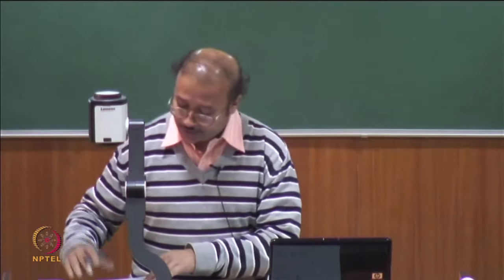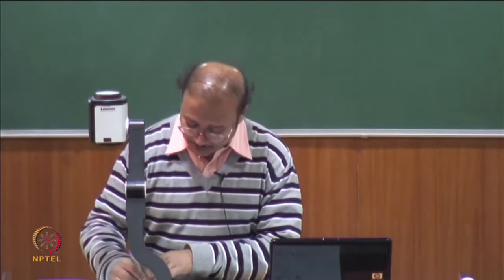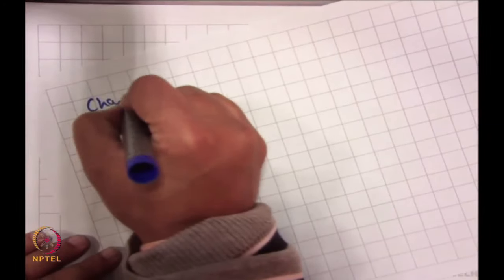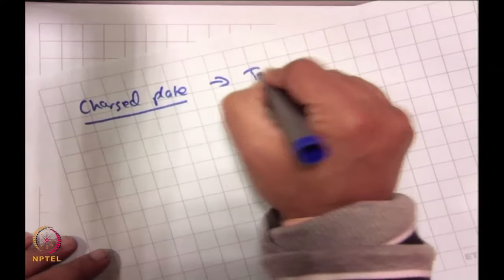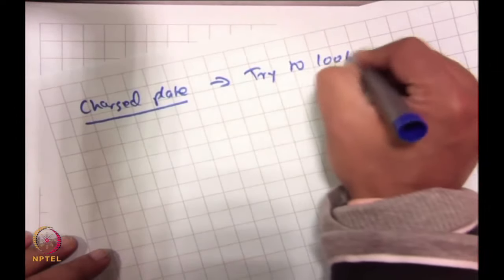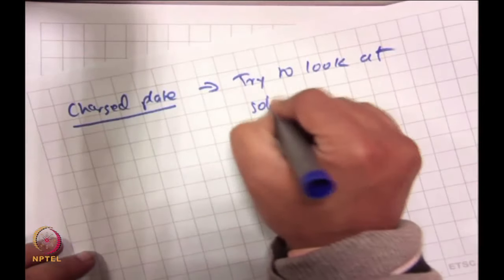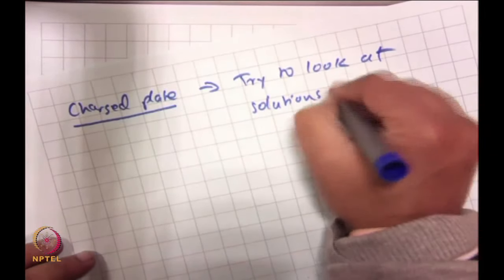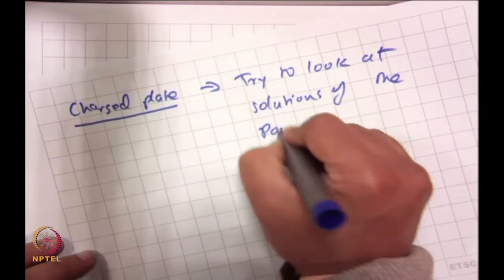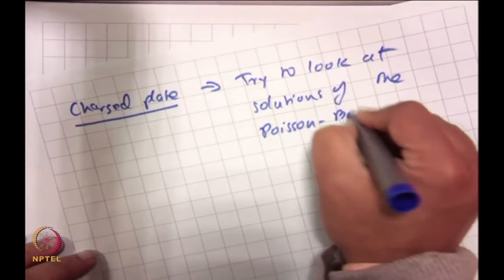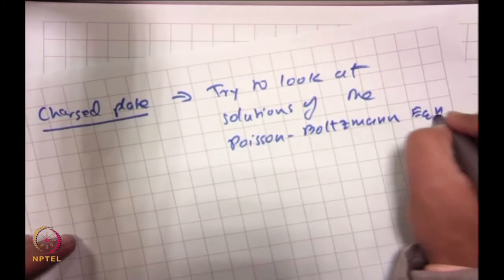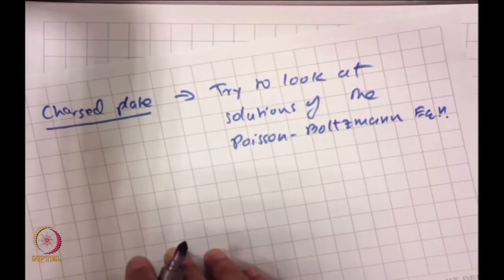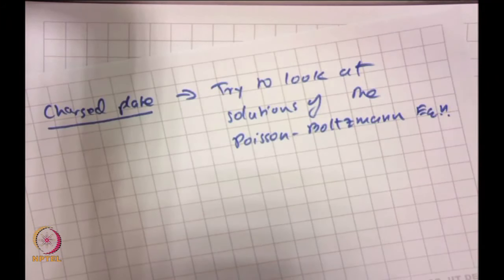Last time, we started by again taking a charged plate and trying to look at solutions of the Poisson-Boltzmann equation. That is what we had started with last class, and I went through it a little bit fast, so I will essentially start with that.